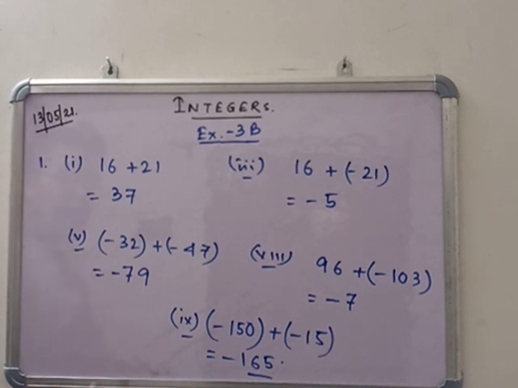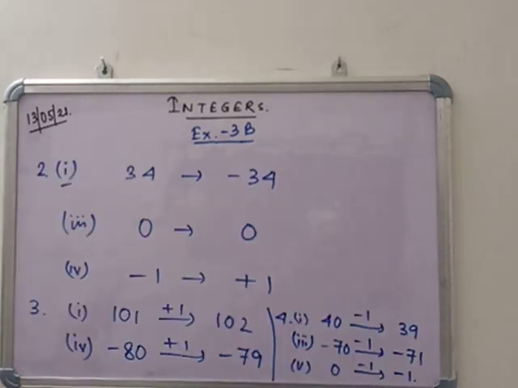And similarly in number 9, minus 150 plus minus 15 equals minus 165, because both the signs are the same. So here we normally add it. Okay, now going to the next.